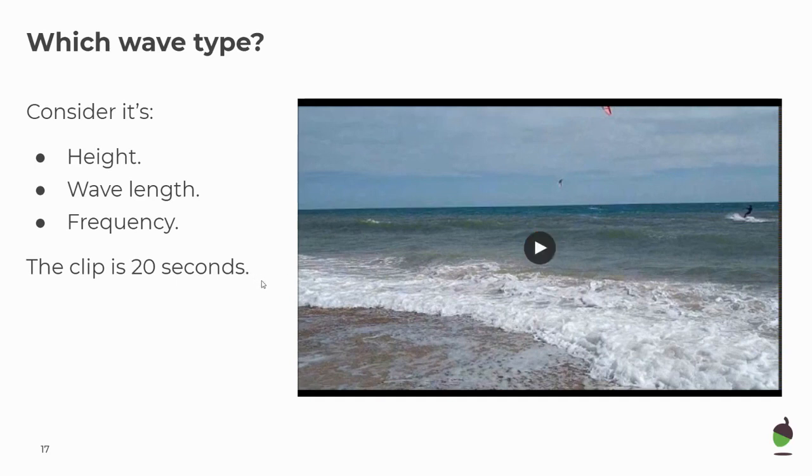So that means the wave is, tell the screen now. You got it. The waves this morning were destructive. They had a high frequency, they looked tall, and they came in quite close together, so their wavelength was short.